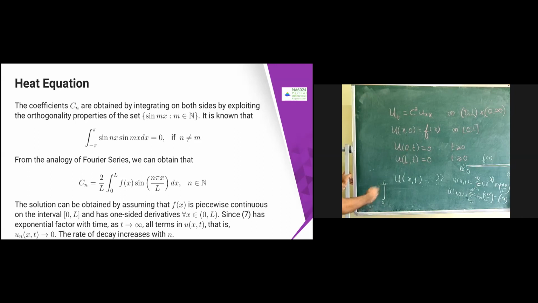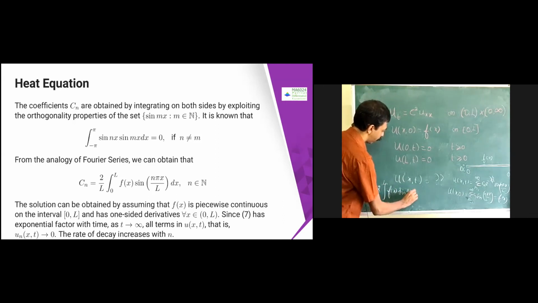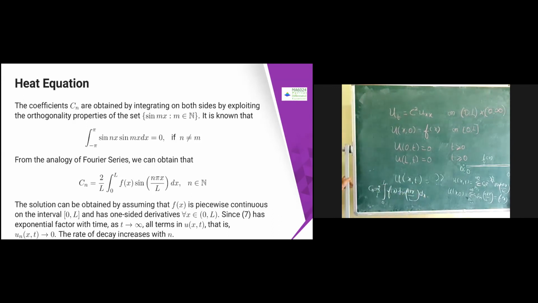I can write sin n pi x into sin m pi x, and all of this will become 0 except when n equals m. Therefore what you get is cn is equal to 2 by L, integral 0 to L, f of x into sin n pi x by L into dx.